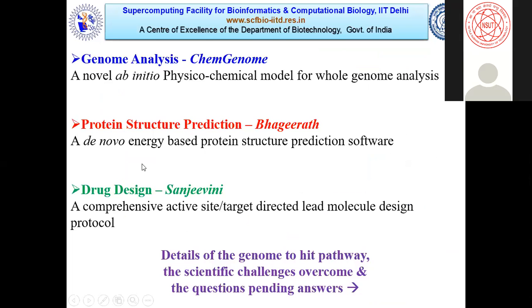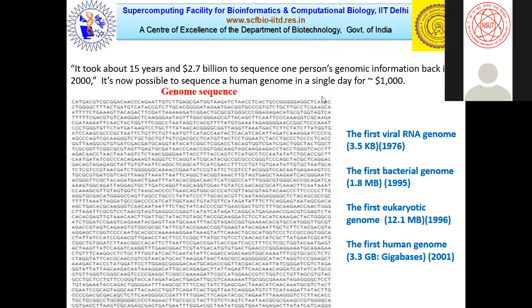Okay. What is chem genome, and what is a genome annotation model, and why do we have to do genome annotation at all? So a little bit of history for you. The first viral genome, 1976. Bacterial genome, 95.